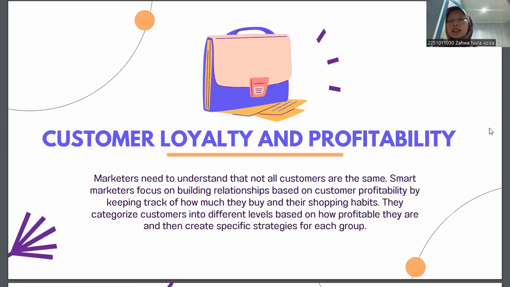In consumer loyalty and profitability, marketers need to understand that not all consumers are the same. Smart marketers focus on building a relationship based on consumer profitability by keeping track of how much they buy and their shopping habits. They categorize customers into different levels based on how profitable they are, and then create a specific strategy for each group.